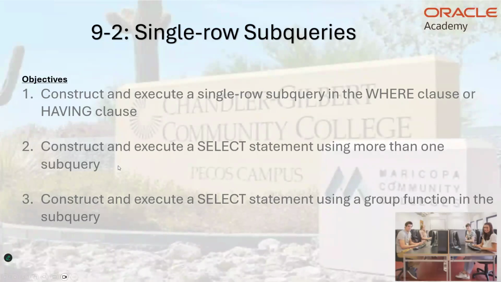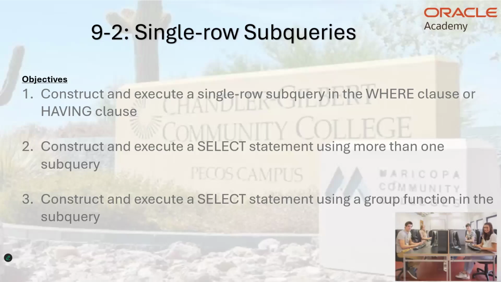All right, so now we're going to dig a little bit deeper into single row subqueries, that specific type of subquery. And these are the objectives. Construct and execute a single row subquery in the where clause or having clause. And remember, having clause is usually associated with group functions. So don't forget what you've learned. This course is pretty much cumulative, so please try not to do a brain dump, especially after midterm. You're like, I don't even know any of that. SQL does build on itself quite handily.